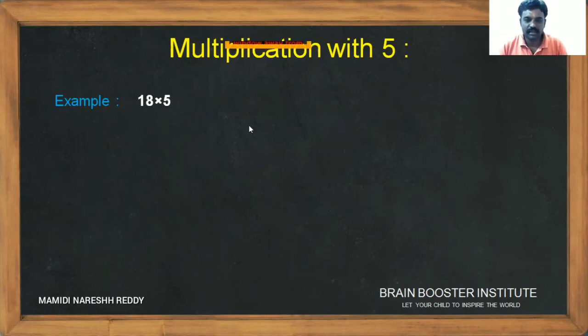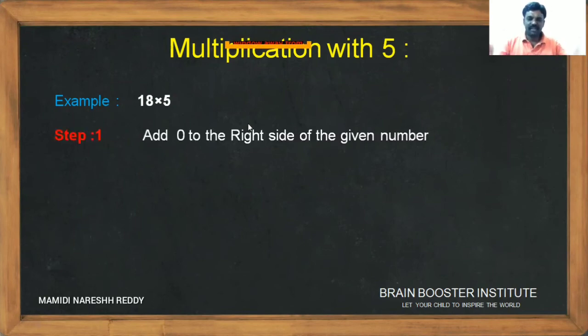Now let's see the steps. Step 1 is the same: add 0 to the right side of the given number. The simple way. Now the given number is 18. Now I'm adding 0, that's 180. Got the point? Just add, and step 2, see.